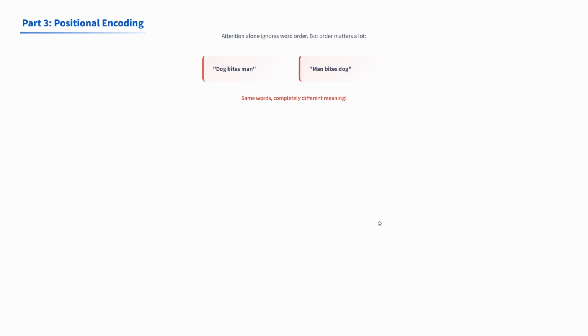Here's something we haven't addressed yet. Attention by itself ignores word order. When attention computes the relationship between words, it doesn't care which word comes first, right? But word order matters a lot. Look at these two sentences. Dog bites man and man bites dog. Same three words, but completely different meaning. If the model ignores order, it would treat these as identical, and that's a problem.